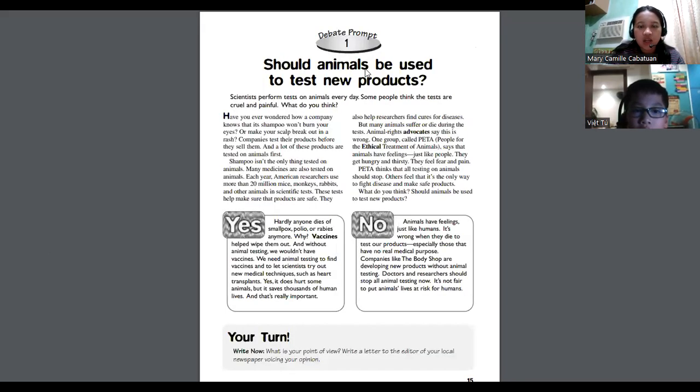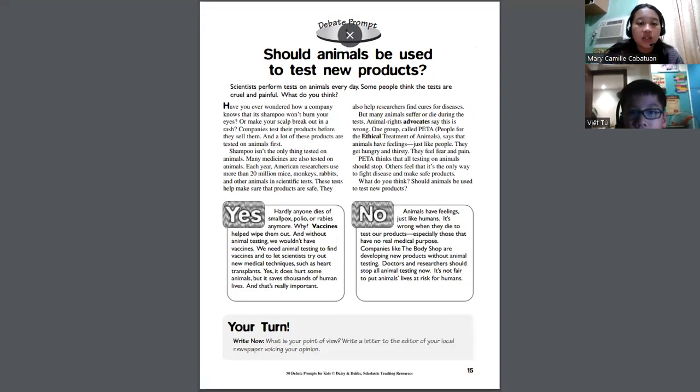Okay, next one. So here is another example of an issue about a debate. Should animals be used to test new products? Here, scientists perform tests on animals every day. Some people think that tests are cruel and painful. What do you think? So Viet, can you read this part?